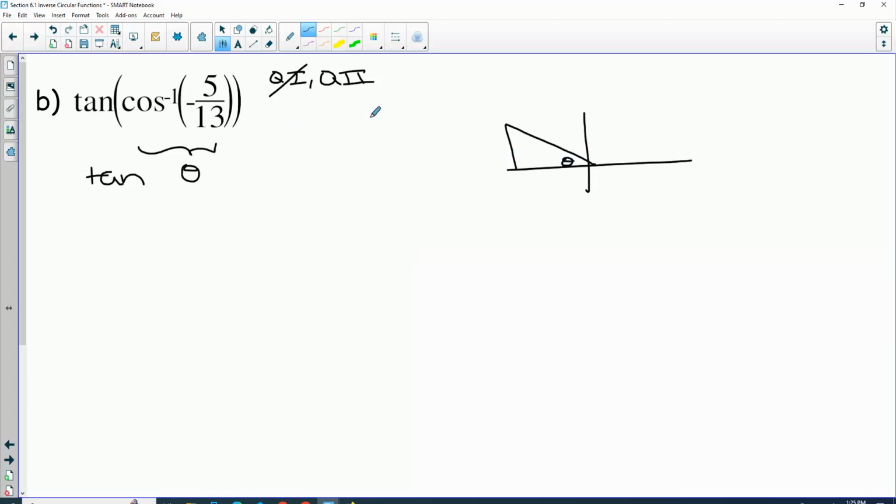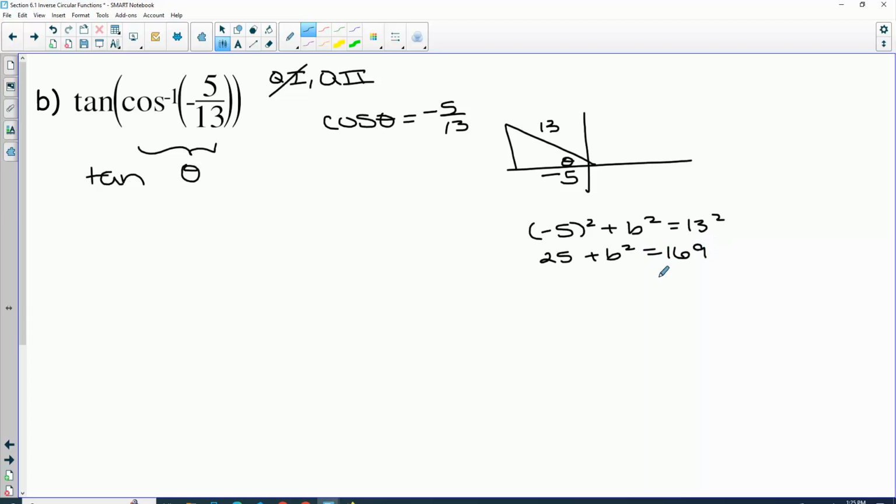So cosine inverse of negative 5 over 13 means cosine of our angle is negative 5 over 13. Cosine is adjacent, so that would get the negative. Hypotenuse is positive. Missing side, you might recognize it, but if not, you could work it out. Is that side positive or negative? Positive, because we're going up. 13 squared minus 5 squared, 169 minus 25 is 144, which is 12.